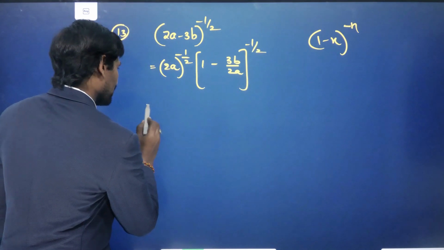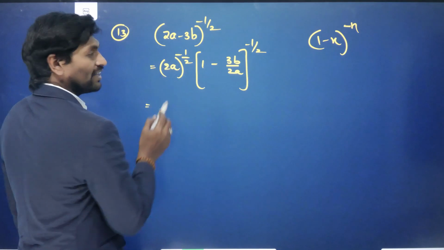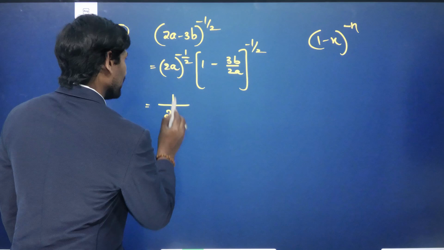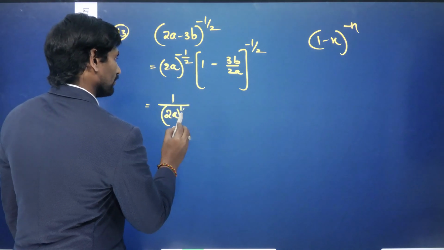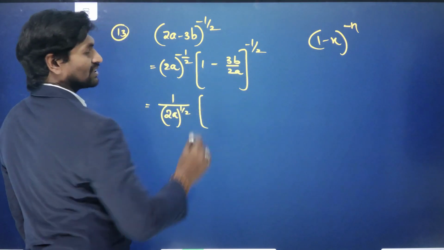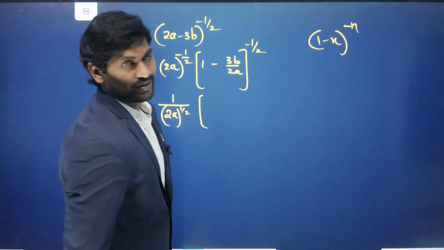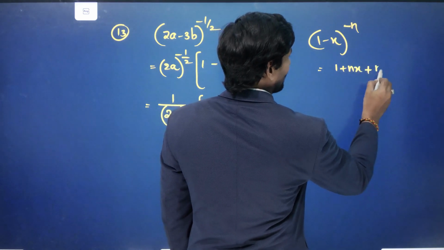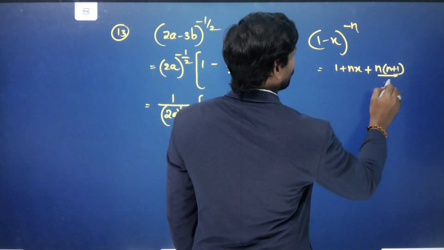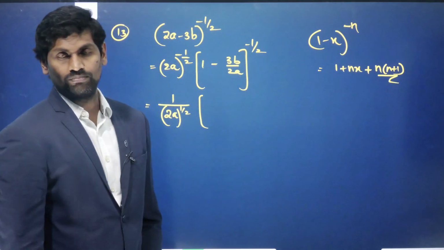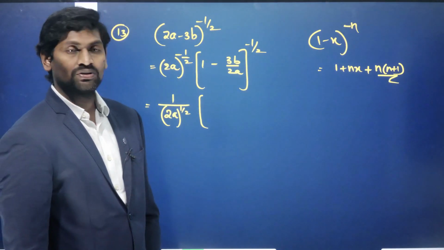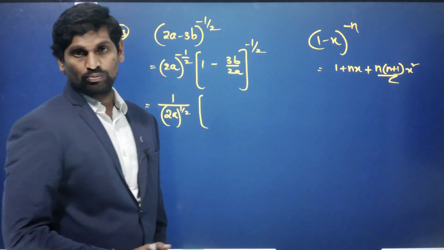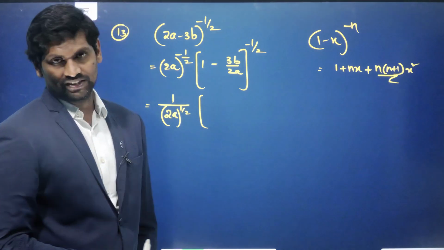So that is equal to, whenever it is negative in the exponent, we can write it in the denominator. That means 1 by (2a) whole to the power of 1 by 2. And it is in the form of (1 minus x) whole to the power of minus n. That is nothing but 1 plus nx plus n into (n plus 1) by 2, that means minus into minus means plus will come, n into (n plus 1) by 2 x square plus n into (n plus 1) into (n plus 2) by 3 factorial into x cube, like this will come.